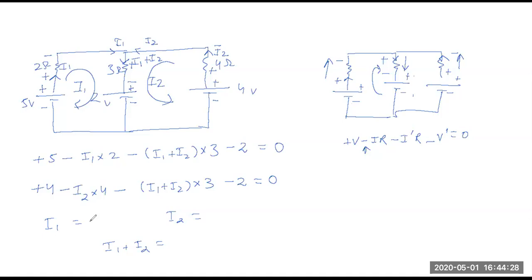Anyone, it's simple mathematics. Just what's the value of I1 and I2? Two equations, two unknown variables. So I got I1 as 4 by 7. Beta 4 by 7. Yes, sir. Okay. And I2 as 1 by 21. 1 by 21. Okay. And I1 plus I2 as?